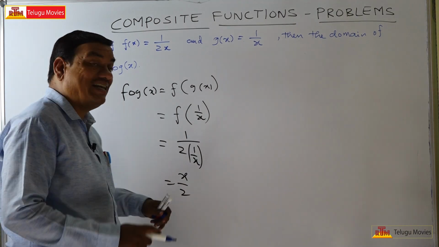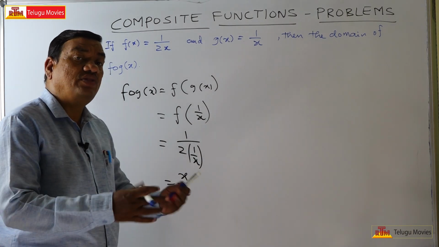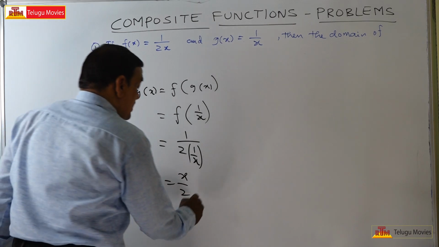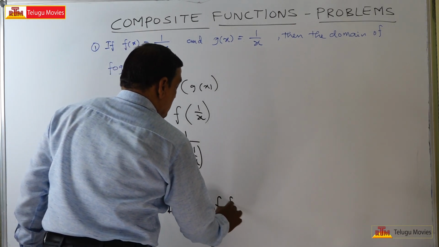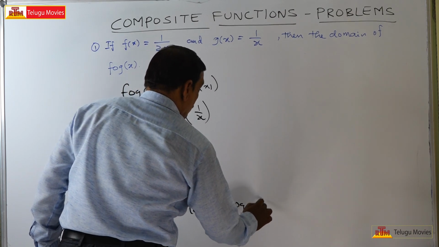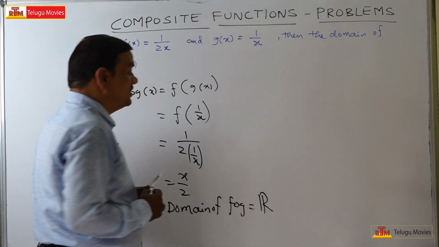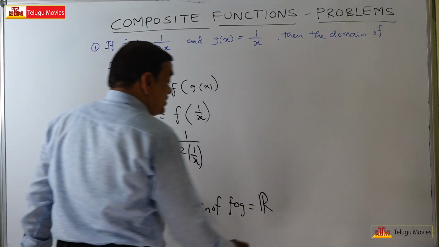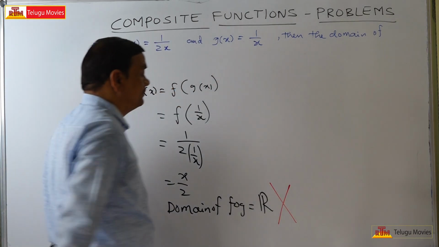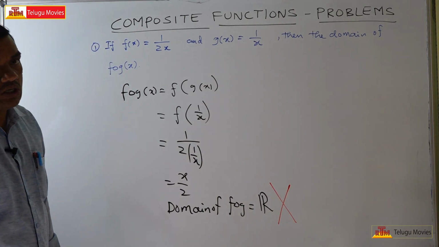That means x can take any value. Therefore, some students generally write the domain of f circle g as the set of real numbers. They will conclude like that. But this is your wrong answer. This is your wrong answer.